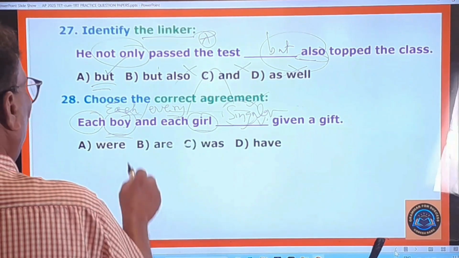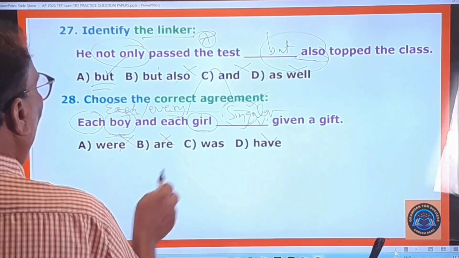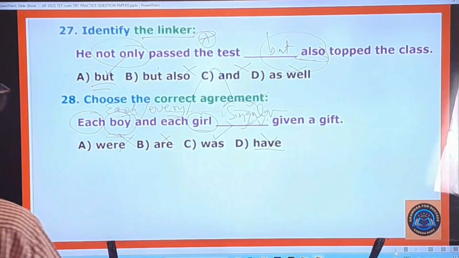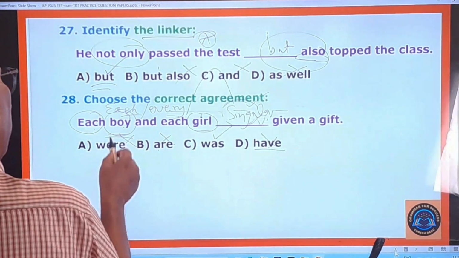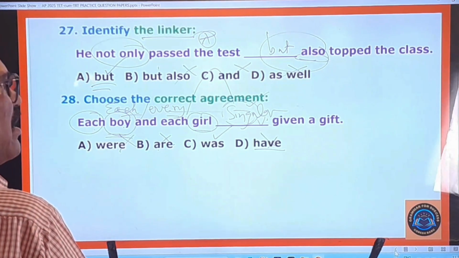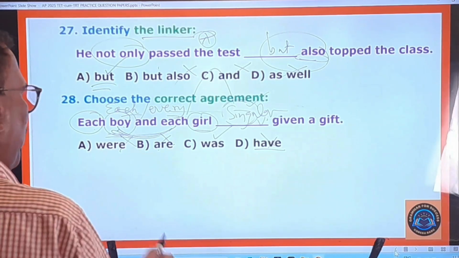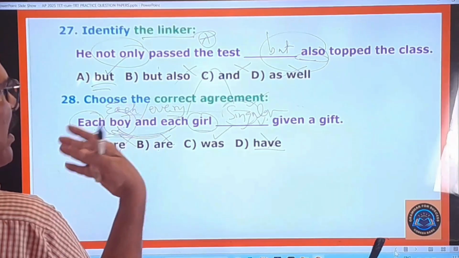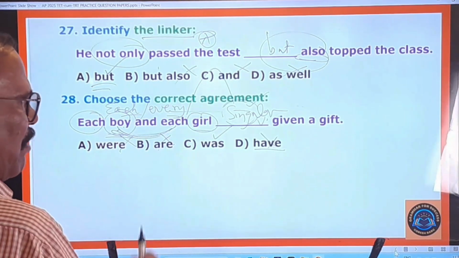Okay, and here you pay attention. Some options are given. Were, no, are, no, have, no. So were is a plural verb, are is a plural verb, have is a plural verb. Only was is a singular one. So each boy and each girl was given a gift. Similarly, every boy and every teacher was given instructions. You cannot say were given. So this is a kind of a compound phrase. Each boy and each girl, every boy and every teacher, each hour, each minute. Such phrases you can come across.